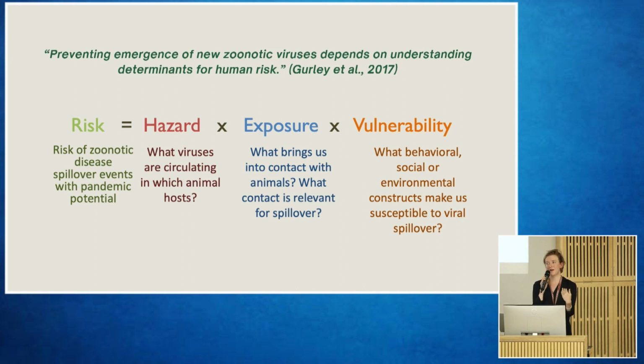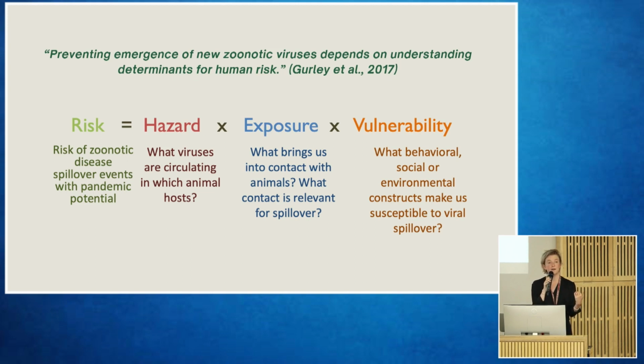Exposure is really where a lot of the work that I do lies, and that's what brings us into contact with animals. And furthermore, what contact is relevant for spillover. So of course, not all exposure is created equal, and we would have nowhere to go if exposure to animals was the answer to ending disease emergence. So thinking about relative risk related to what contact is relevant to spillover is very important.